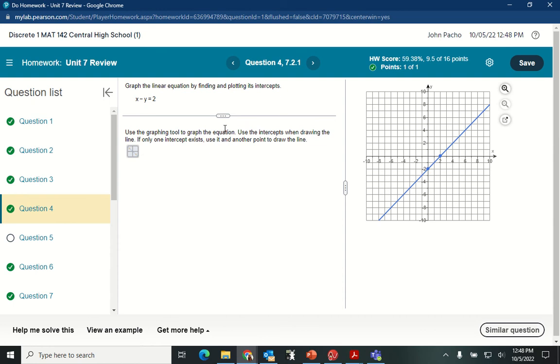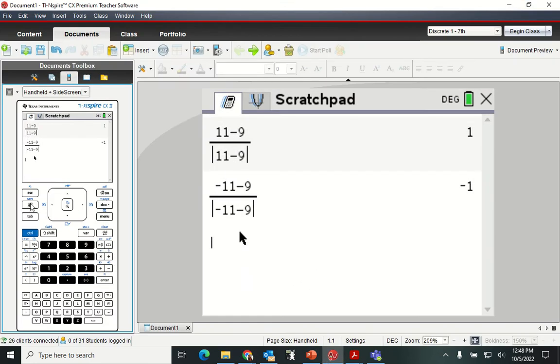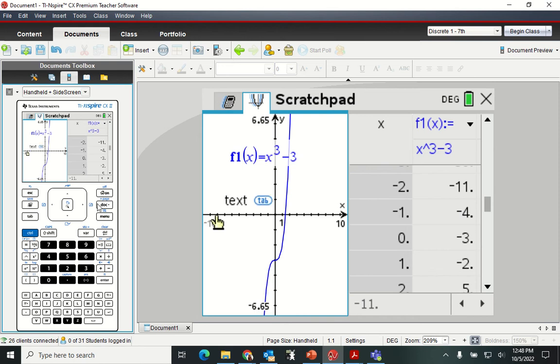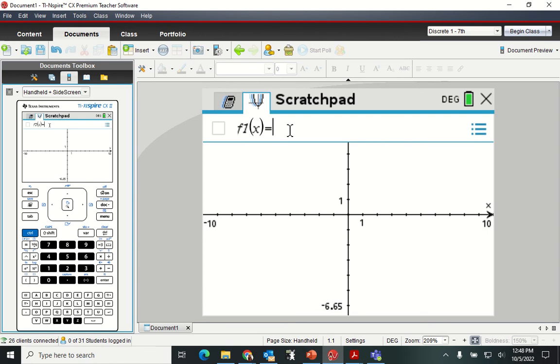All right, question 4. Graph the linear inequality by finding and plotting intercepts. Similar question. There we go. So I'm going to do this on my calculator and show you how to enter it here. So x minus y equals 4. All right, let's clear my scratch pad. And it says x minus y. So if it's x minus y, how do I have to plug it in?